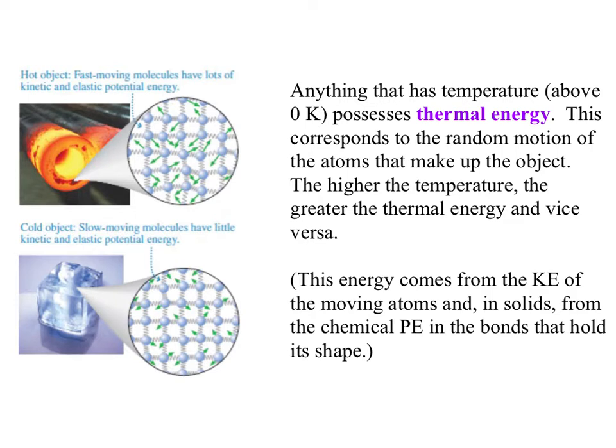This energy comes from the kinetic energy of the moving atoms, and in a solid from the chemical potential energy in the bonds that hold its shape. As things get hotter, they have more kinetic energy bouncing around, which means on average they're further apart, which means they've stretched those bonds.